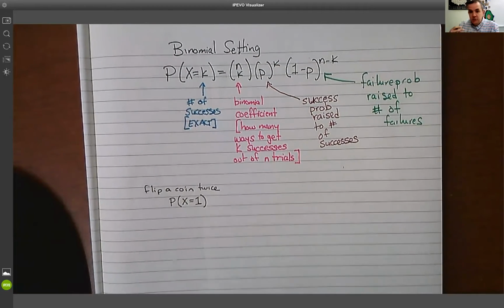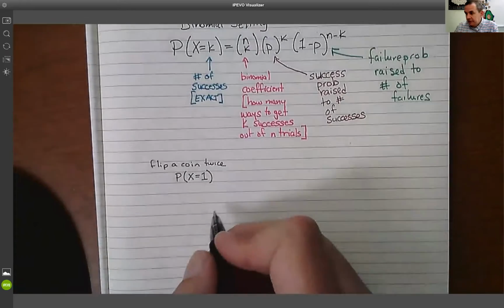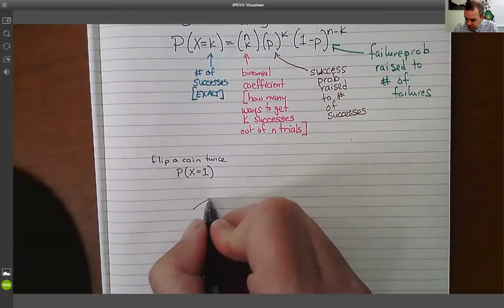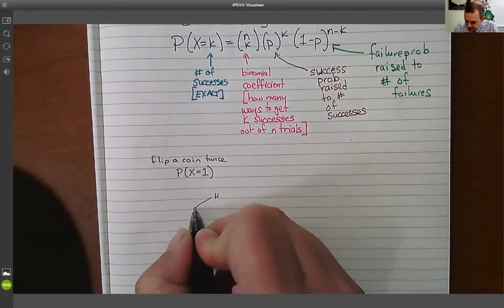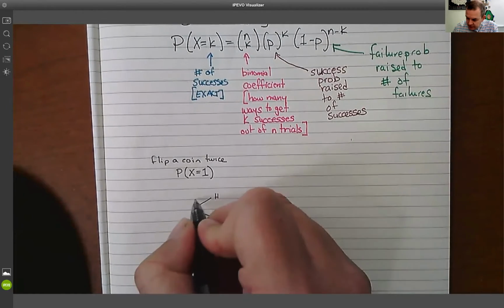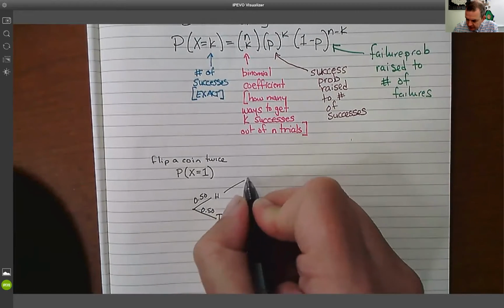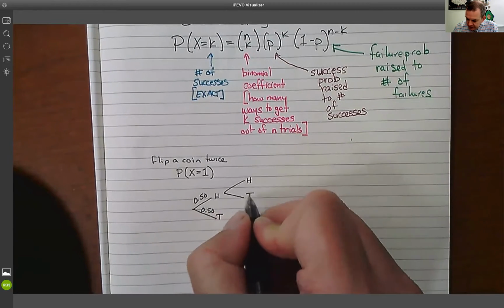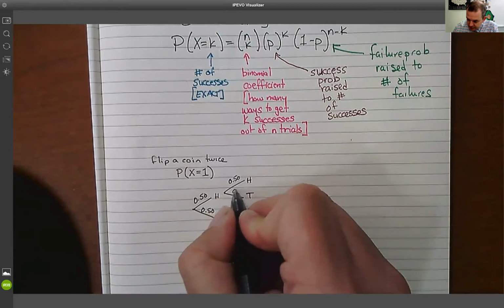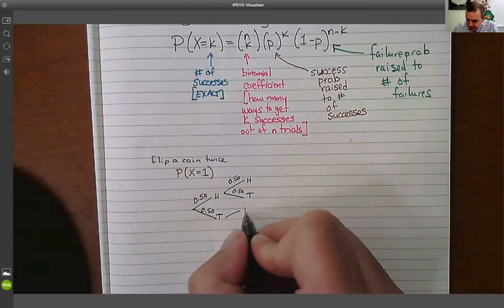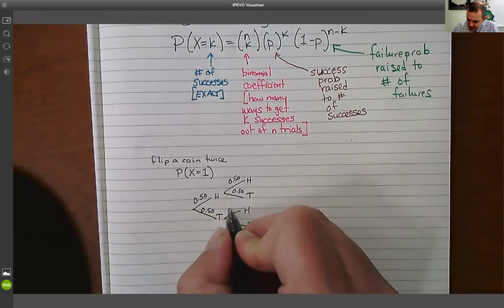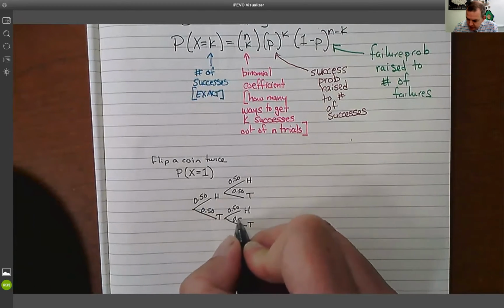So if you remember back to when we did this before, we made ourselves a tree diagram. And what we said is when we flip the coin the first time, we get a heads, we get a tails. It's a 50% probability. We get a heads, we get a tails, each with a 50% probability, on each branch.